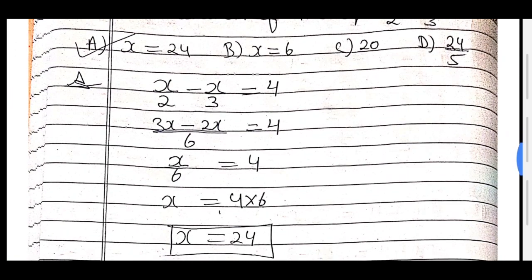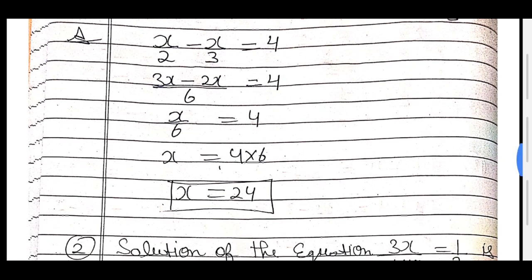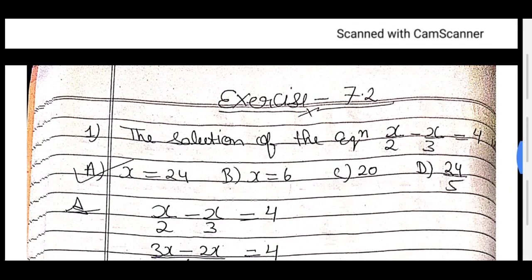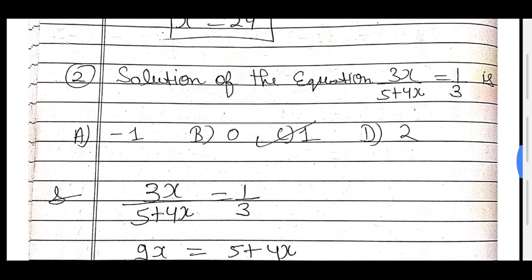First question is x upon 2 minus x upon 3 is equal to 4. Now do cross multiply. 3 into x you get 3x, 2 into x you get 2x, and 3 times 2 is 6. Write 4 here as it is. Now 3x minus 2x, what you get here? Only x upon 6 is equal to 4. When 6 goes to this side, it becomes multiply, x is equal to 24. So what is your correct option? Correct option is 1. So x is equal to 24 is the solution of the given equation.